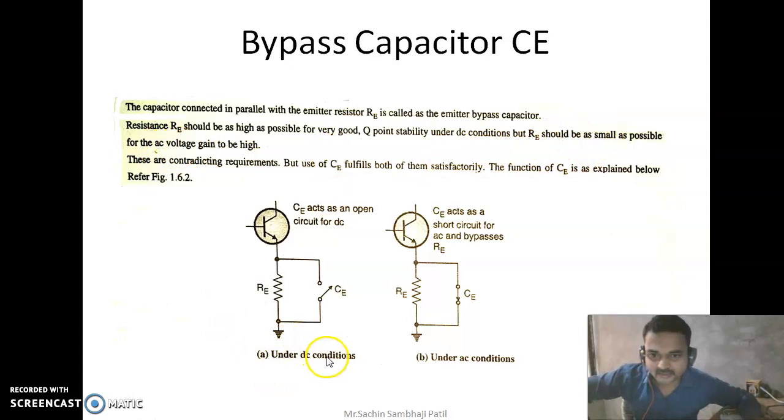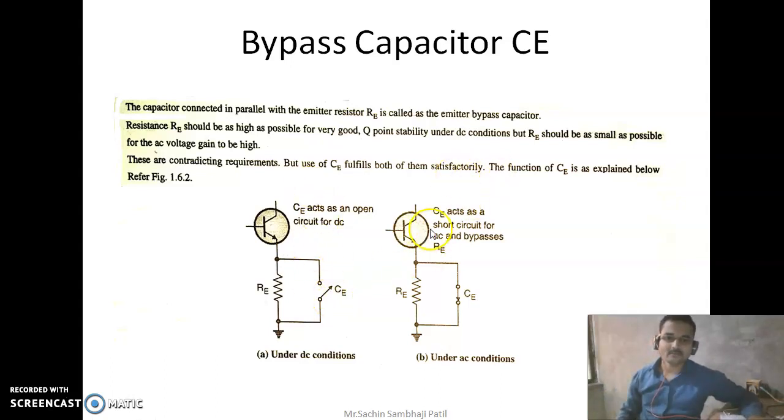So what is happening under DC conditions? Here Re should be high. The DC condition is shown here with the capacitor open, and the AC condition is shown with the capacitor closed. These are contradicting requirements, but the capacitor C, that is the common emitter bypass, fulfills both satisfactorily. Actually, the bypass capacitor acts as an open circuit for DC and as a closed circuit for AC, because we know that a capacitor passes the AC signal and blocks the DC signal.